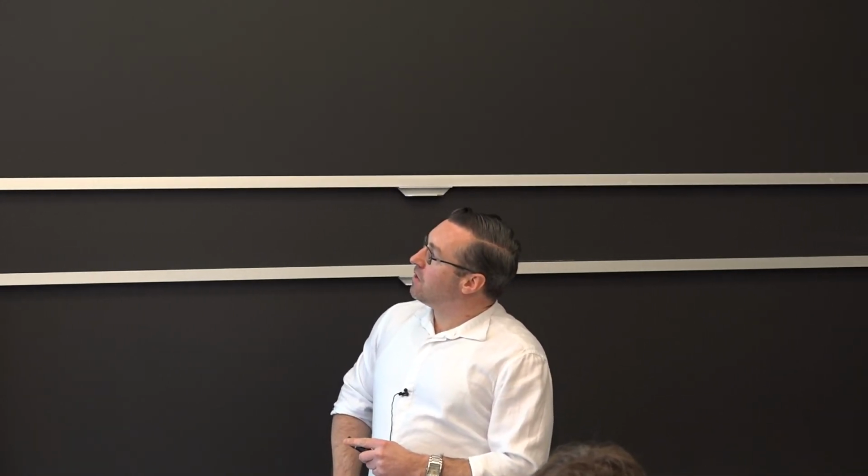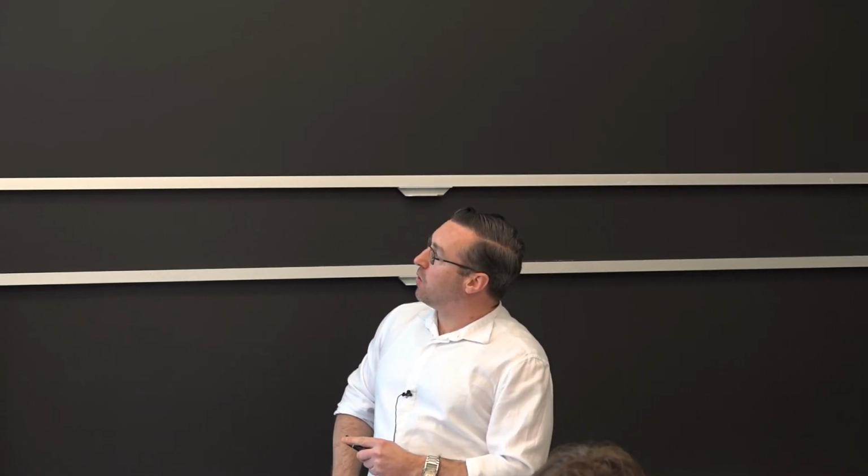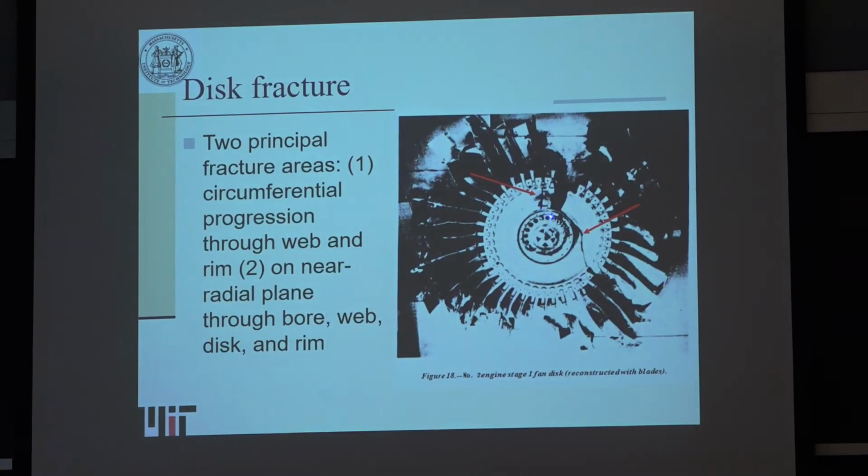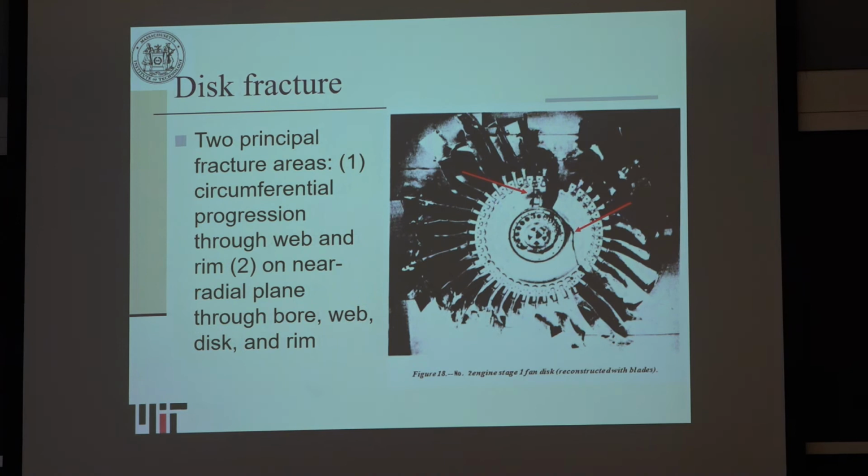There are two principal fracture areas. The first one is circumferential around the hub, and after the circumferential fracture, it goes through the progression through the web and the rim. The second fracture region is almost a radial fracture, meaning it doesn't go through this tortuous path around the hub. You have your bore, which is the innermost, then you have your web, then you have your disc and rim, and it's almost a straight line right through.